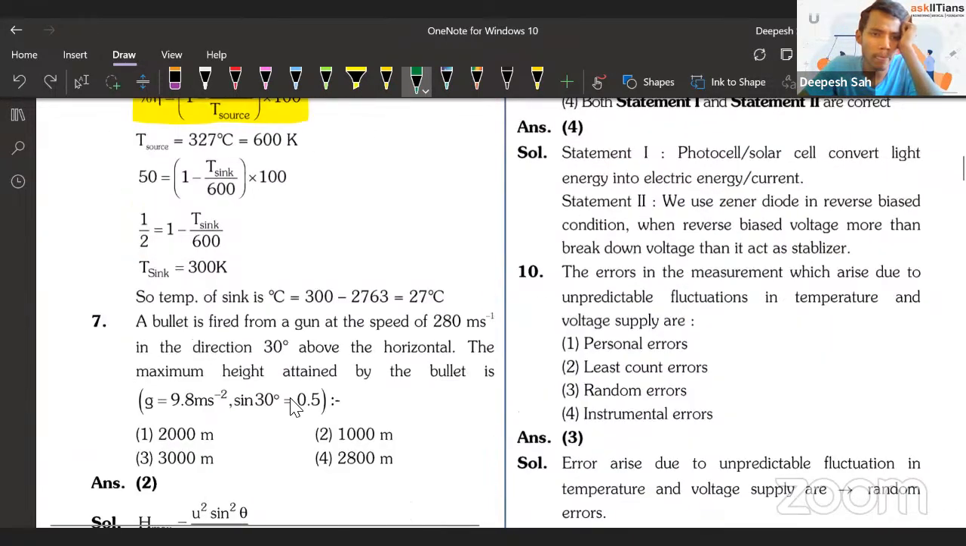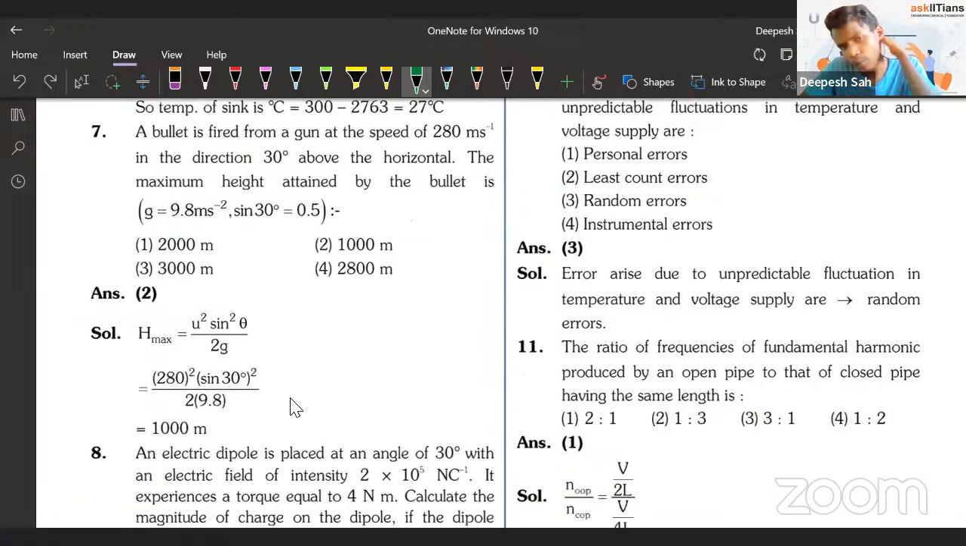The formula. Next is, a bullet is fired from a gun at the speed of 280 meters per second in a direction 30 degrees. Okay, so we are actually firing a bullet like this, at 30 degrees. The maximum height attained by the bullet is.